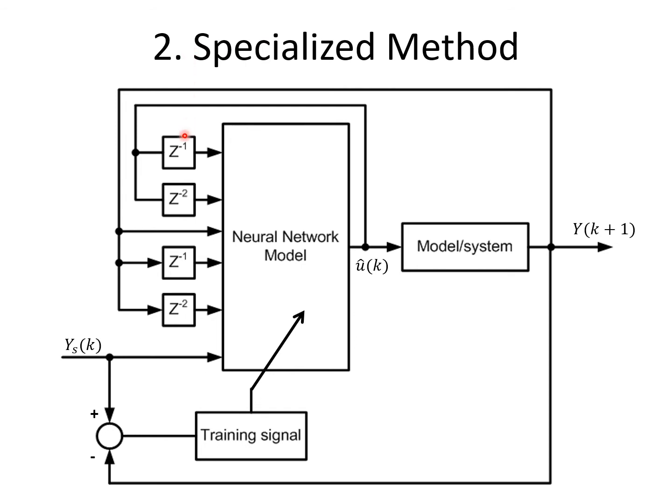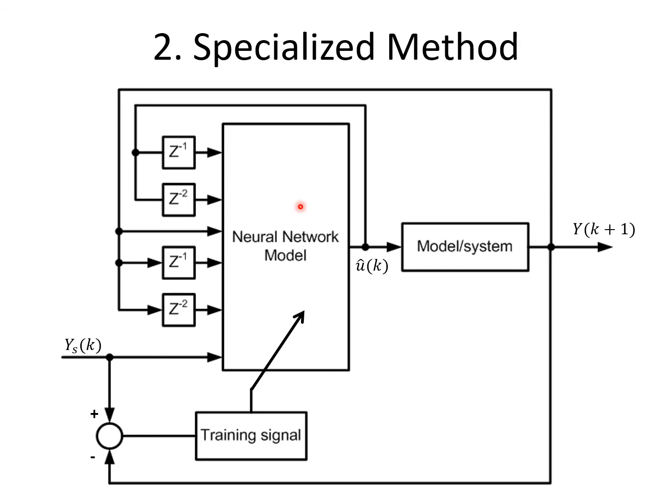This is the specialized method. Okay, it's slightly different. We have again the past inputs, the manipulated variable, and past outputs. The inputs are basically the same, the set point, and the output is the u(k). The difference here is that this u(k) with the required u(k) is not used as the training signal, but u(k) goes to the system and comes out with the actual output, and this output that comes from the system is compared with what we want, basically the set point value, and this is used to train the neural network. So this is called the specialized method, and it basically follows exactly the controller setup.